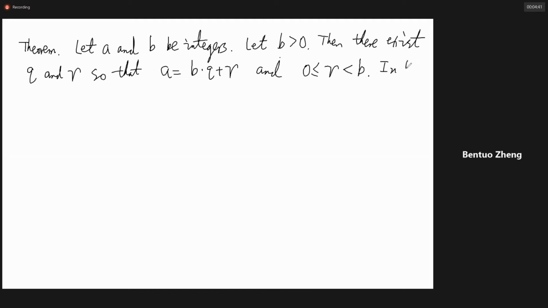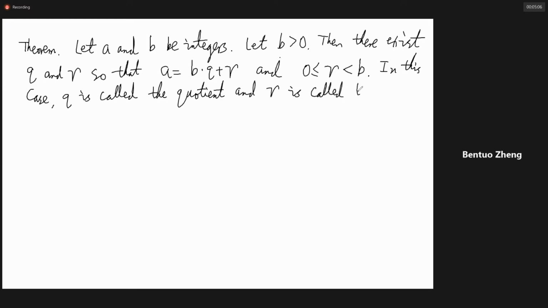So in this case, Q is called the quotient and R is called the remainder. In other words, the theorem tells you that you can always write an integer A as B times the quotient plus the remainder. But one thing you have to pay a lot of attention to is this restriction. The remainder is always greater than or equal to 0 and strictly less than B. This is the key for this theorem.